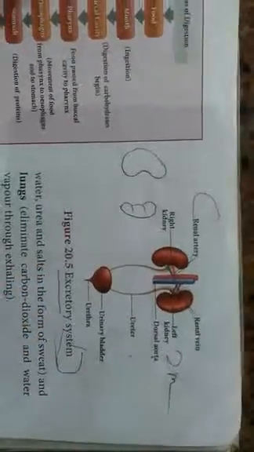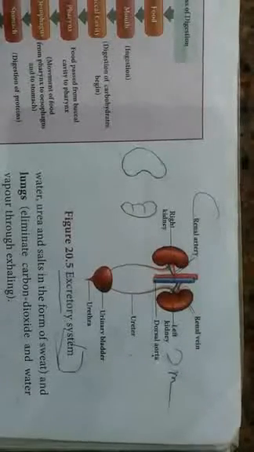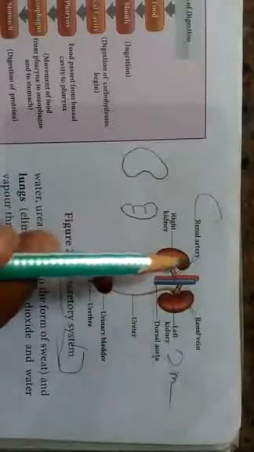Human excretory system. The main excretory organ is the kidney. The kidney is present in our abdominal cavity. There are a pair of them. Pair means two. Each kidney is a bean-shaped structure.